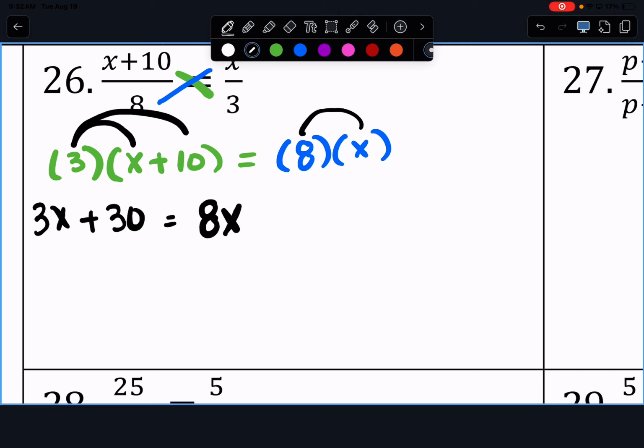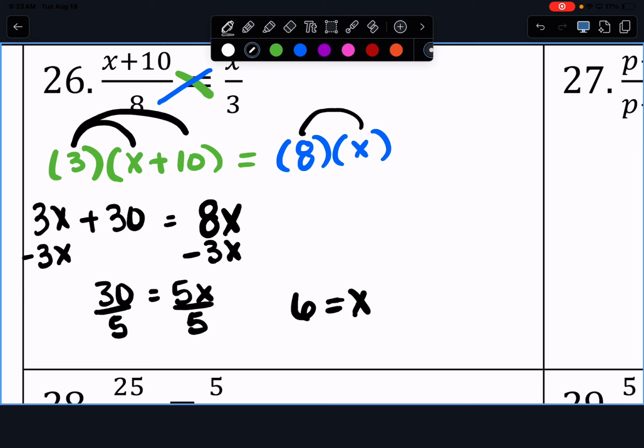Now, we just solve just like we've been doing. So how do I solve from here? Minus 3x on both sides. So we get 30 is equal to 5x. Now what do I do? So we get 6 equals x.